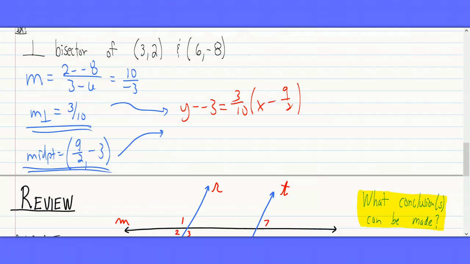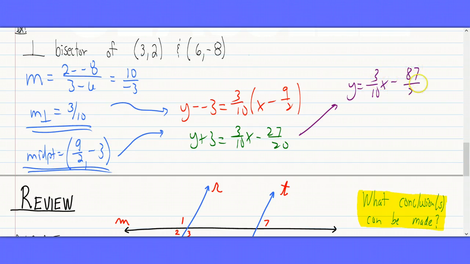A lot more work to do with fractions this time. y plus 3 equals 3/10 x minus 27 over 20. And then subtract 3 from both sides. We end up with y equals 3/10 x minus 87 over 20.